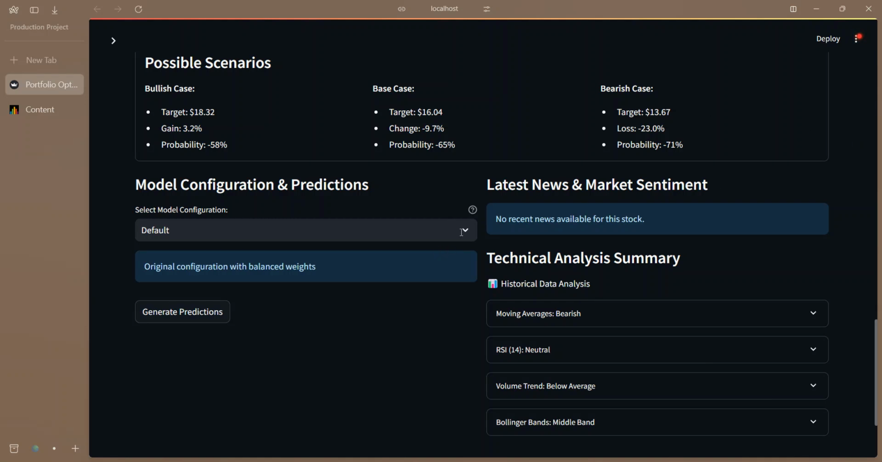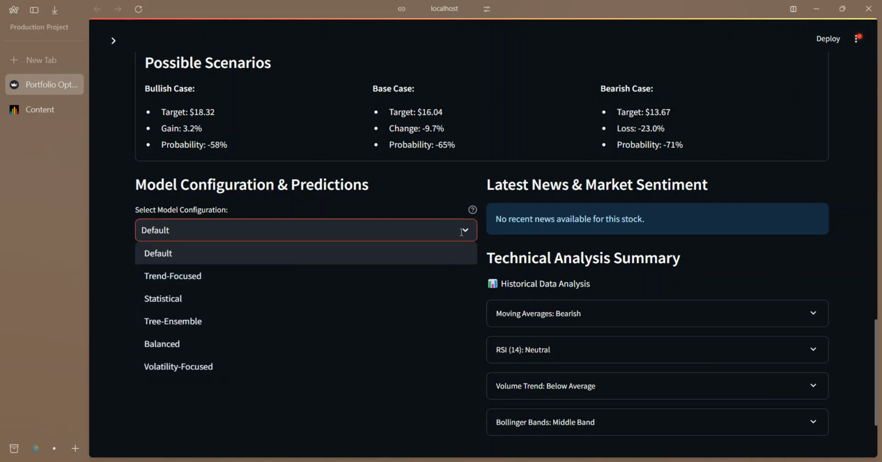Over here is the model configuration. This is where the MVO comes in, where we can basically balance the weights or tip the weights from one algorithm to the other to see which configuration works best with the stock. So, for example, because this stock is not very known, I would basically be inclined to use volatility focused.